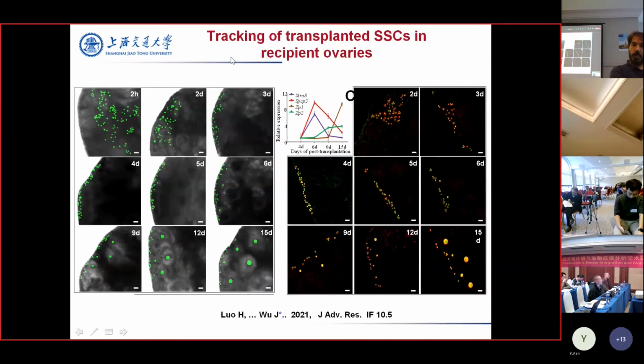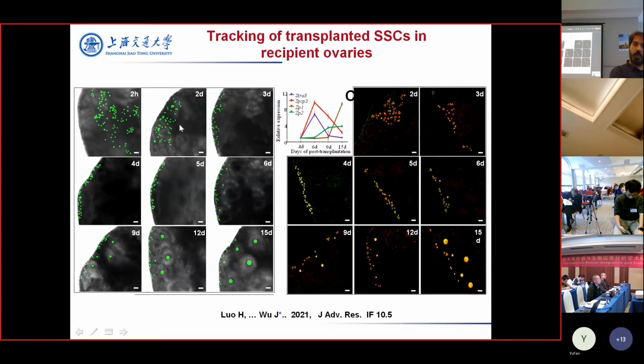So we used this technology as in the FGSC study, and we also traced the transplanted SSCs in the recipient ovary. You can see at 2 hours, the SSCs, or spermatogonial stem cells labeled with GFP, and this is day 2. This image was taken with a confocal microscope to trace these cells.